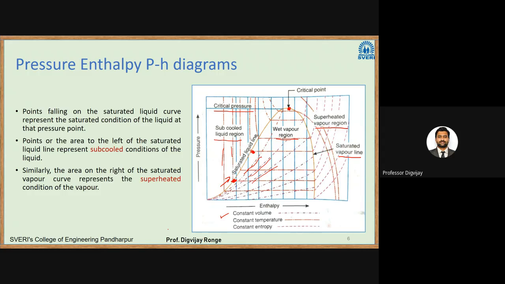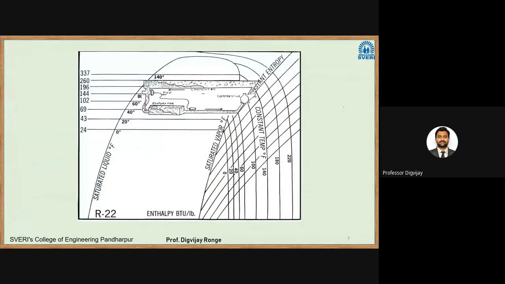Then we have constant entropy lines, which are the dashed lines. Whatever curves you see here on the right side, these are nothing but constant entropy lines. In the previous diagram, you can show these lines: constant temperature, constant volume, and constant entropy. It will be like this. This is a standard diagram for R22. R22 is one refrigerant. This is its pH diagram.